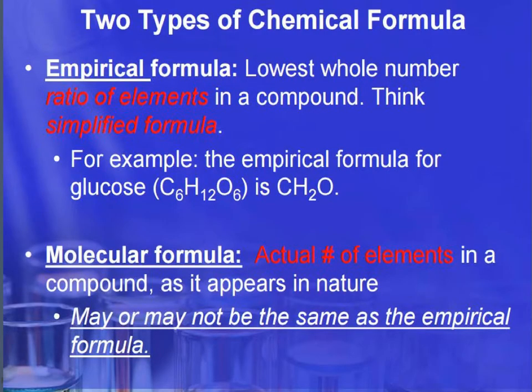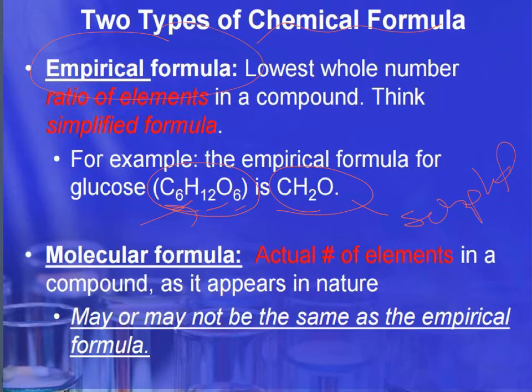I've mentioned before that there are two types of chemical formula, but just to quickly remind you, the empirical formula is the mathematically simplified formula. So just for a quick reminder, the molecular formula for glucose is C6H12O6. If you remember calculating empirical formulas in class, if you can divide each of the subscripts by the same factor, and you do so, you get the empirical formula or the simplified formula.